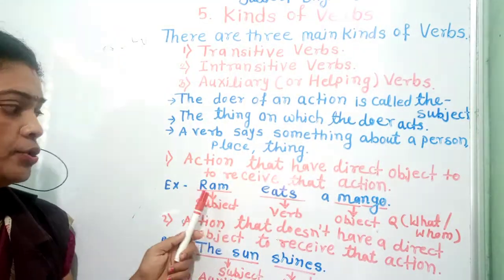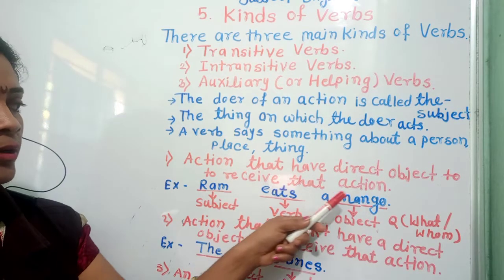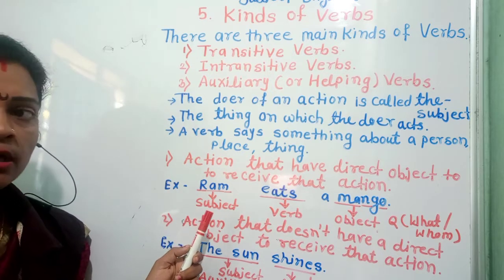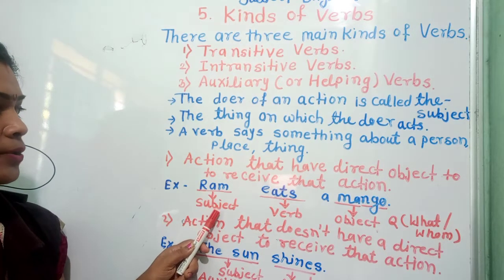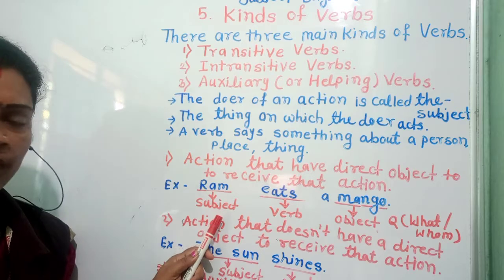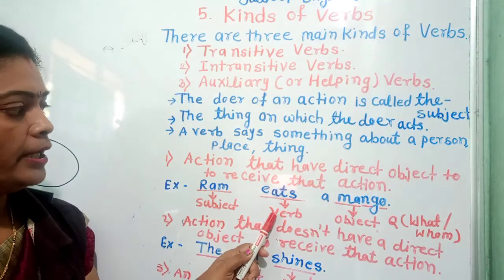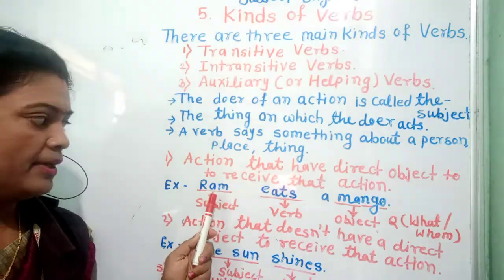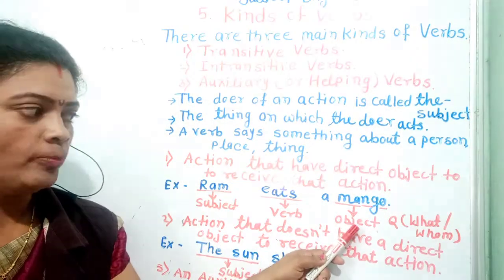Now let's see through this example. The first example is Ram eats a mango. In this example, who is doing the action? Ram. So that's why Ram is called the subject. Ram is doing the action, he is making the activity. Here eats is called the verb. It says something about the person. Person means here who? Ram. Ram is a person. Now a mango is called the object.